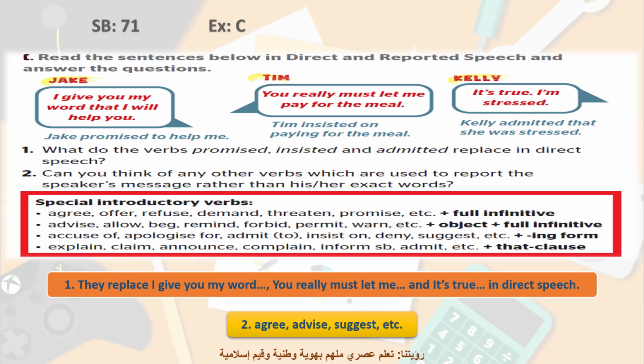But some of the verbs or the reporting verbs are followed by object. First, the object, it means the person who is being told, and then the full infinitive. For example, advise. So you say, My father advised me. That's the object here, me. Advised who? Ahmed, Ali, me, and so on. Allow, beg, remind, forbid, permit, warn, etc.